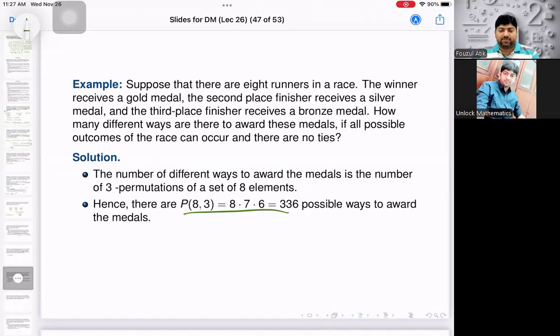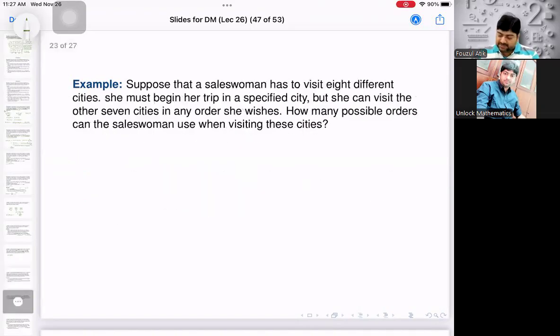Okay, I have one more problem. Look at this. Okay, what about this one? Suppose that a salesman has to visit 8 different cities. She must begin her trip in a specified city, but she can visit the other 7 cities in any order she wishes. How many possible orders can the salesman use when visiting the cities?